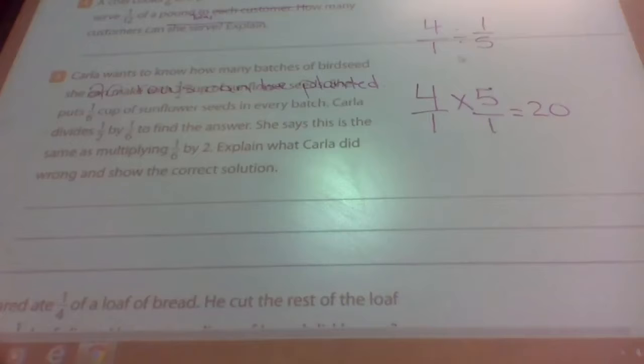Y'all stop writing on my paper. Stop doing that. You got cheat.